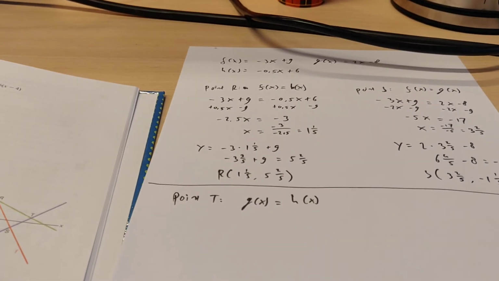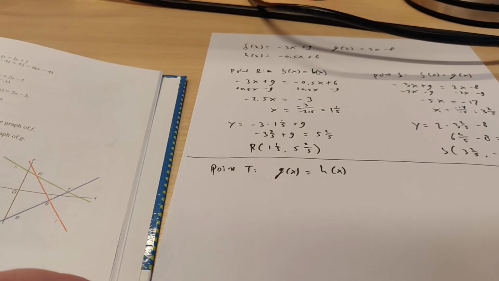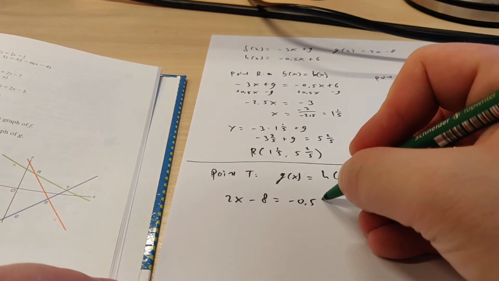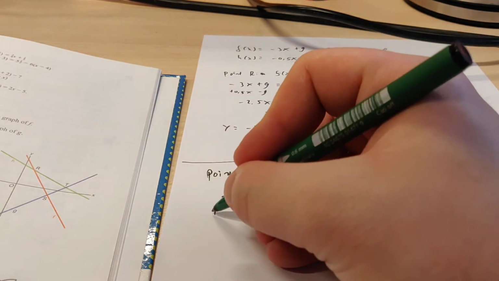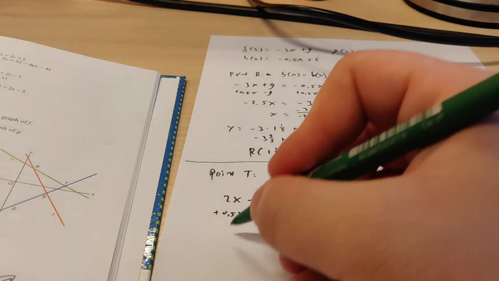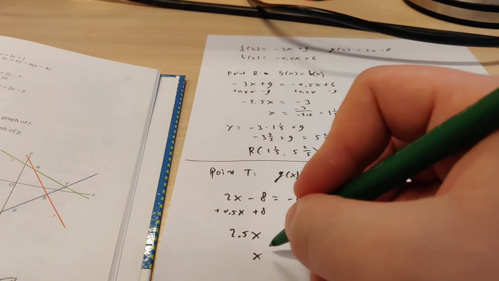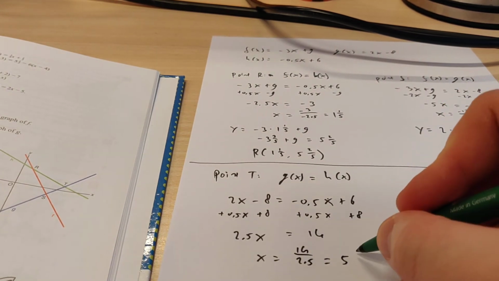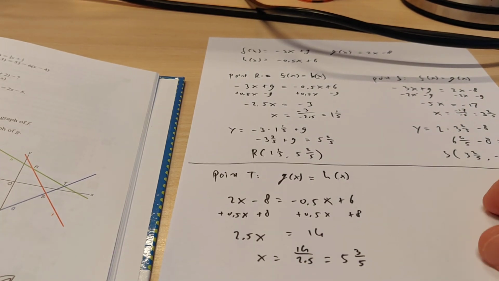Then we're going to go to point t. Here we have that gx equals hx, so we're going to say that the formula 2x minus 8 equals minus a half x plus 6. So I'm going to do plus a half x on this side, so also on that side, and plus 8 on both sides. Then here we have 2.5x, and here we have 14. If you want to know what x is, then we divide 14 by 2.5, and then you get 5 and then 3/5. Alright, and then that's what x is.